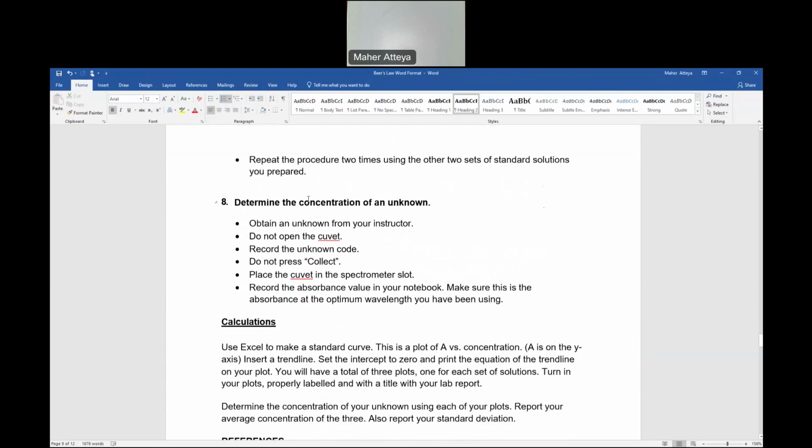And then when you are done with everything, you get your cuvette. You will add up to the same size, 3/4 of it, your unknown.